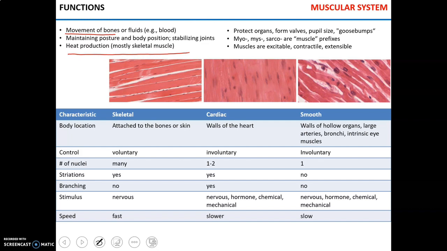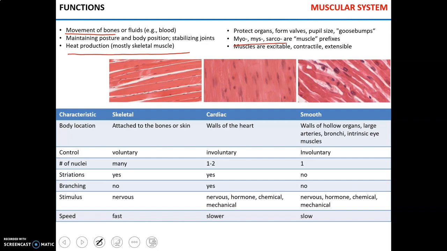Abdominal muscles protect abdominal organs. Smooth muscles form valves, regulate the size of your pupils, give you goosebumps. To recognize terms that are related to the muscle system, we use prefixes such as myo, mys, or sarco.